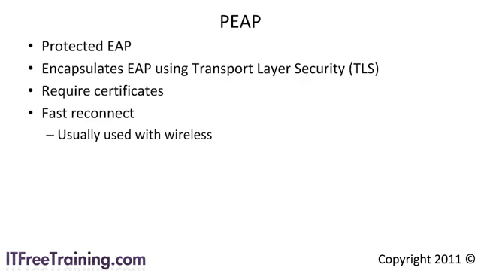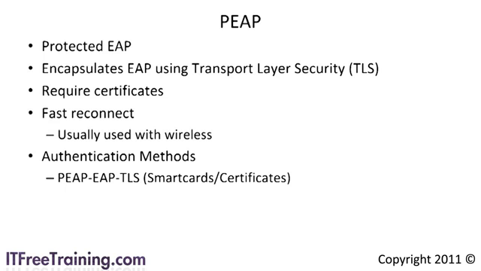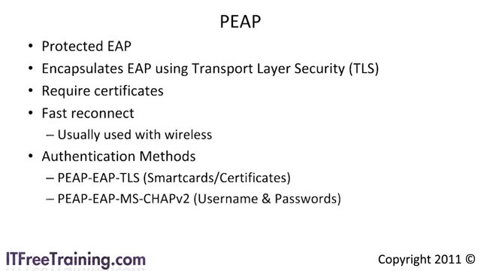PEAP in Windows Server 2008 supports 2 authentication methods. The first is PEAP EAP-TLS and uses smart cards and certificates. The second is PEAP EAP MS-CHAP version 2, which is used with usernames and passwords. If you are using this authentication method, the authenticating server requires a certificate, so the client can verify the server's identity. The client will use the server certificate to create a secure tunnel that MS-CHAP will travel over.